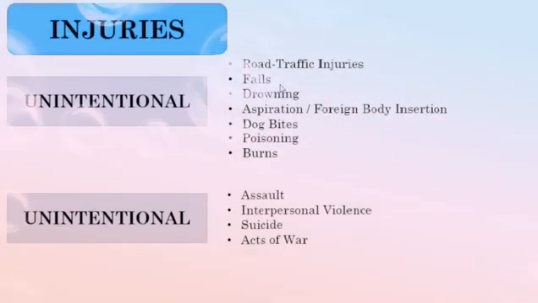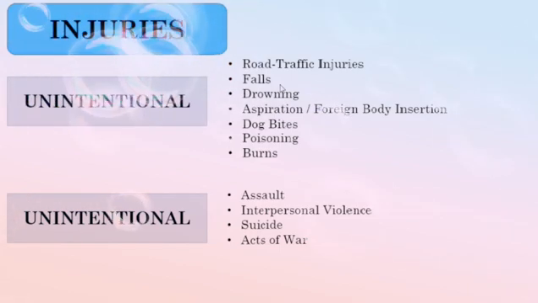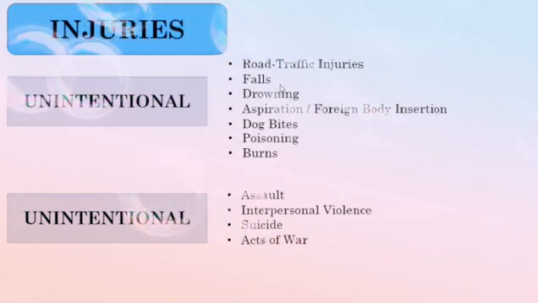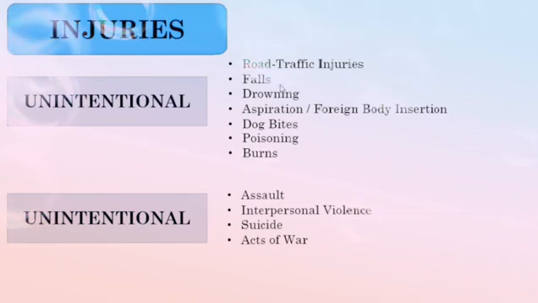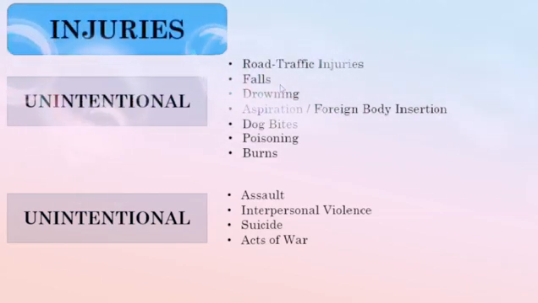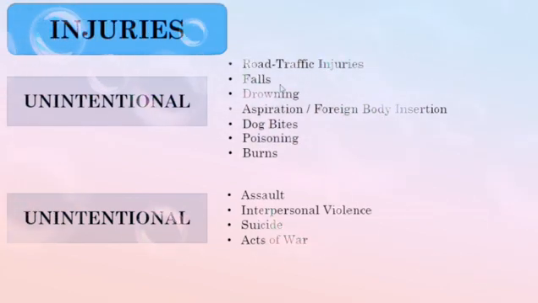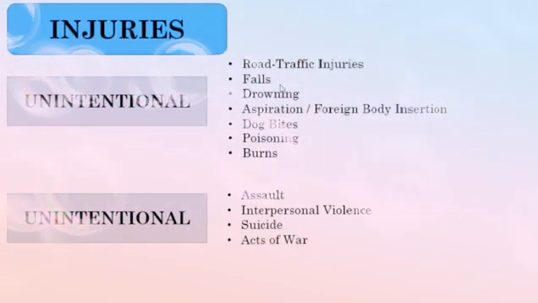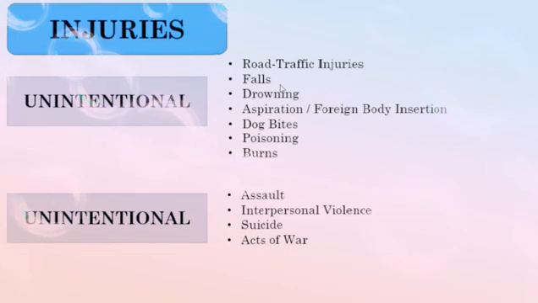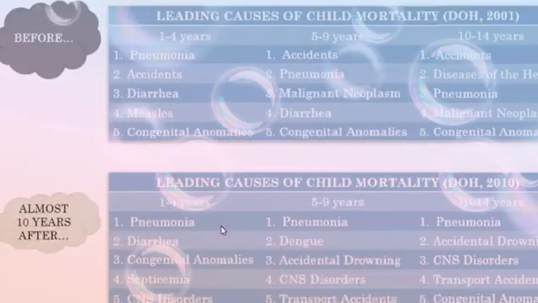Injuries are classified into two types: unintentional and intentional. In case of unintentional, they are road traffic injuries, falls, drowning, aspiration, foreign body insertion, dog bites, poisoning, and burns. In case of intentional ones, they are assault, interpersonal violence, suicide, and acts of war.